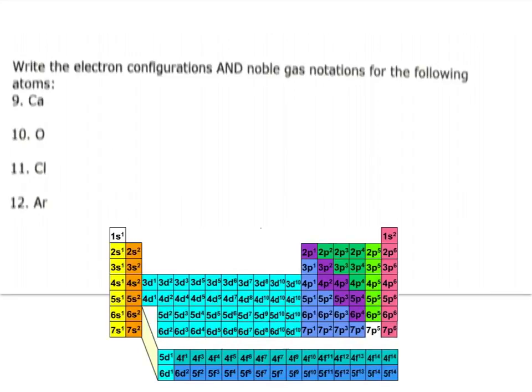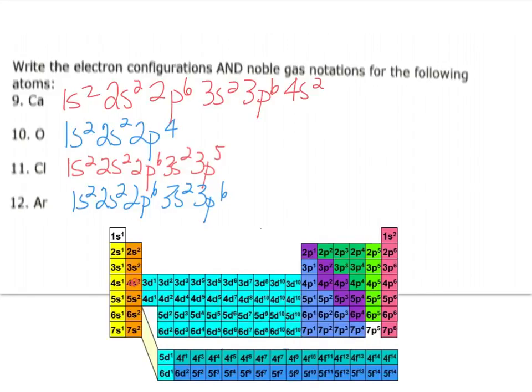So we start always with the first level, which is 1s2, so we're going to calcium. Calcium's right here. This is going to be calcium. So we're going to say 1s2, 2s2, 2p6. Then we go to 3s2, 3p6, and then we end in 4s2. So now pause the video and you do the other ones.